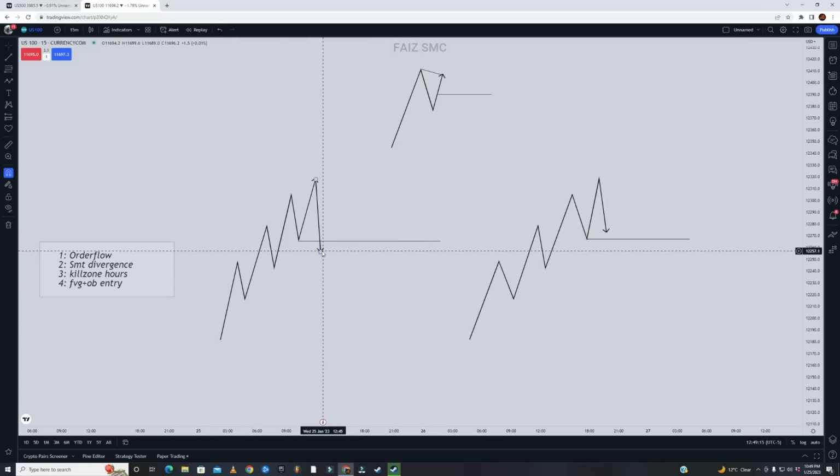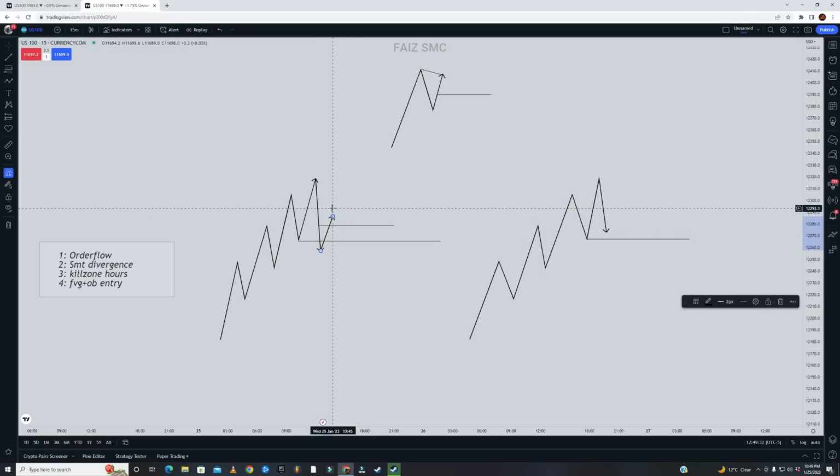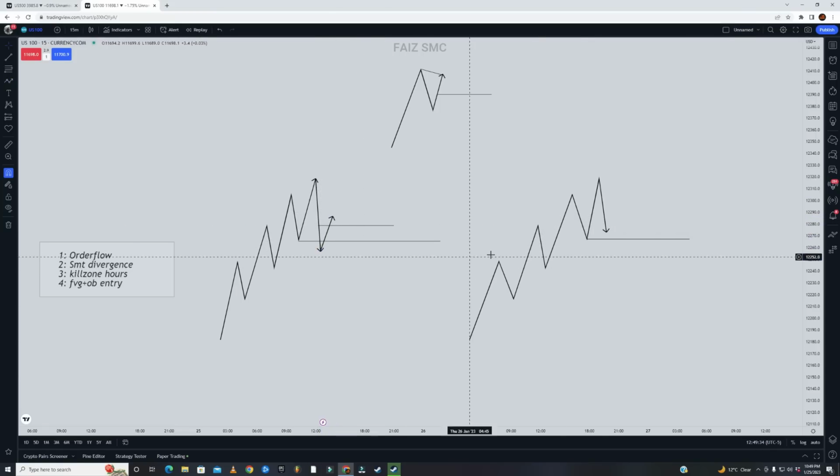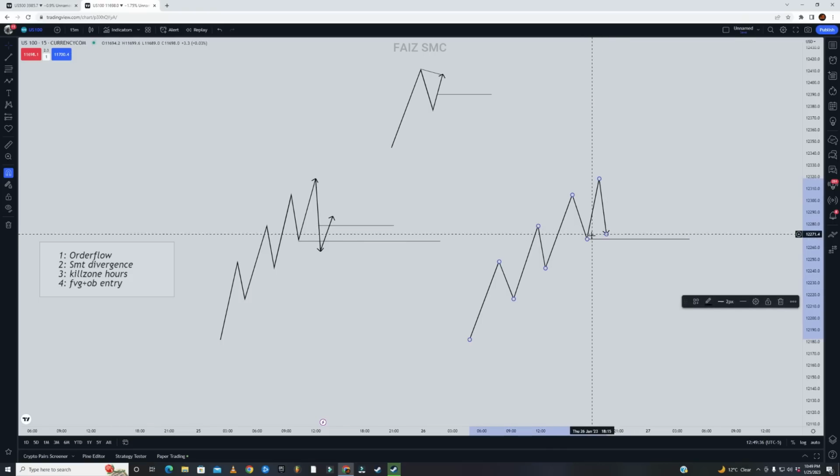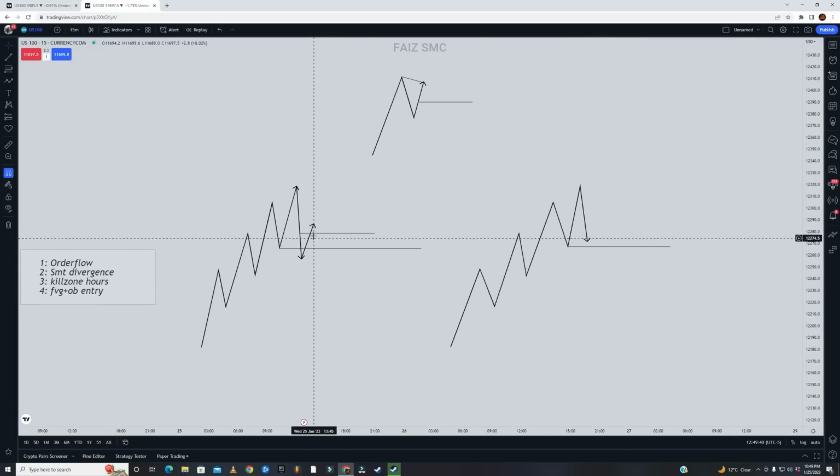So you have SMT divergence on the 15-minute. Now what you want to do is drop down to the 1-minute time frame, okay? And then you look for market structure shift. Now, let's assume if price shifts the market structure, and NAS still hasn't broken this low right here, then that SMT divergence is valid.